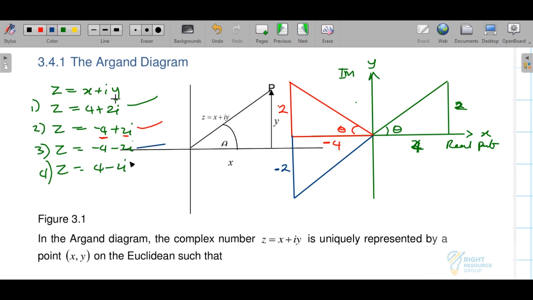So let's look at the last representation. We are going to have it this way. This is theta. This is going to be minus 2 here, and then let me use this theta. So this is the representation on the Argand diagram, and we've successfully shown how to represent all of these in all the 4 quadrants.